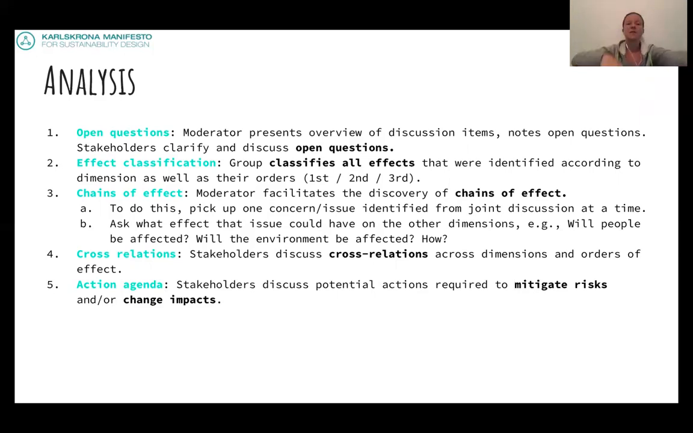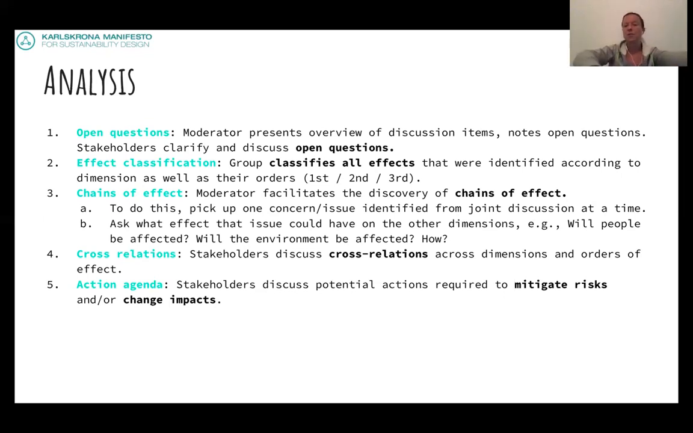The next step is then the effect classification, where a group classifies all effects that were identified according to their dimension as well as their order: first, second, or third order effect. This is important because while you talk about security, you may actually think about some scalability issue, and then you may think about some agency issue and some trust issue. Those lead you to different dimensions, and it is not so important during the discussion which effect they came up in, but where they belong, as well as the orders of effect.